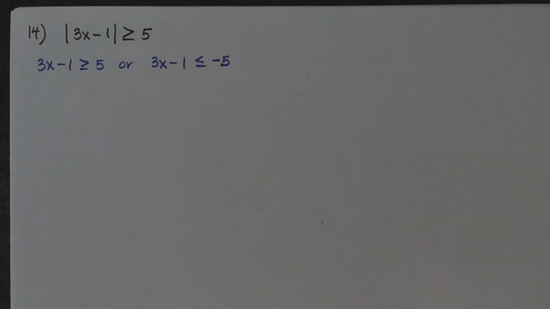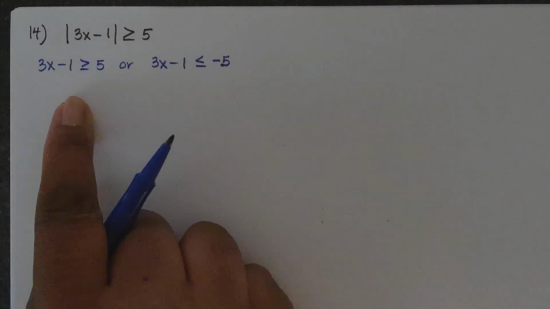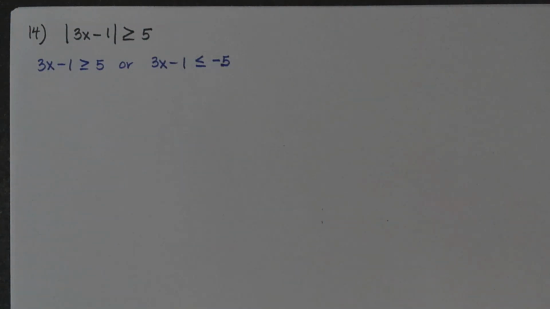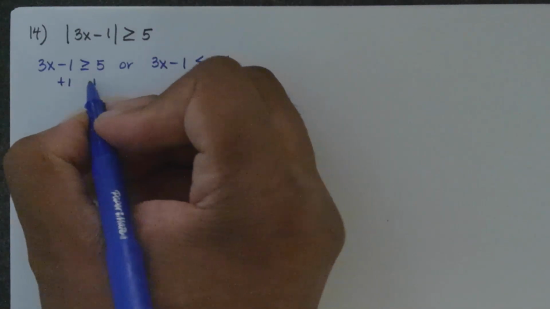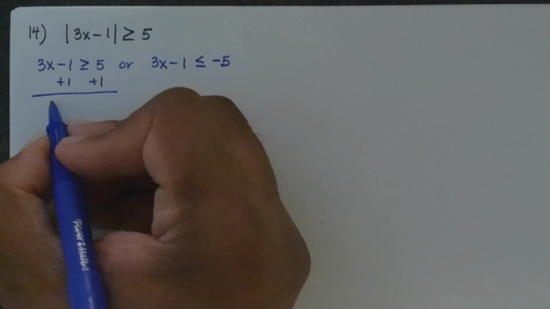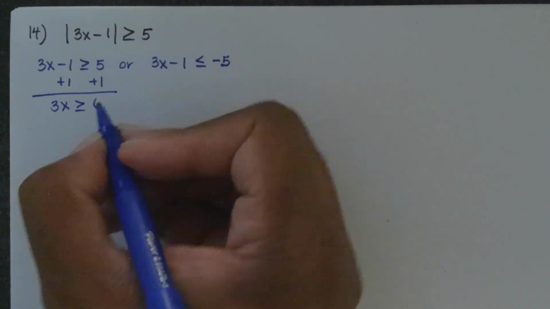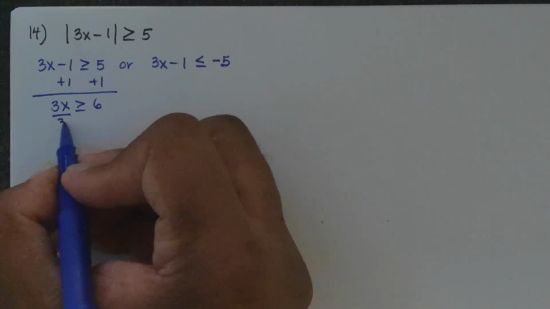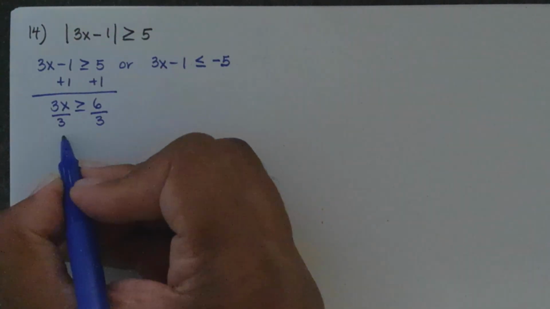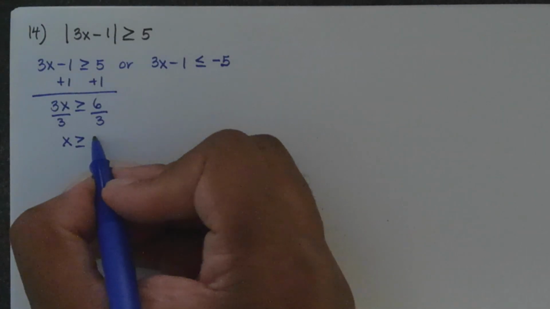And then we get x by itself for each of those inequalities. So starting with 3x minus 1 is greater than or equal to 5, we need to first plus 1 on both sides. So 3x is greater than or equal to 6. Divide both sides by 3, x is greater than or equal to 2.